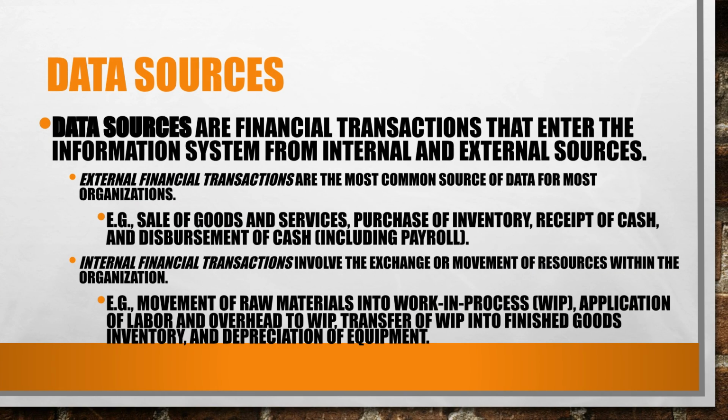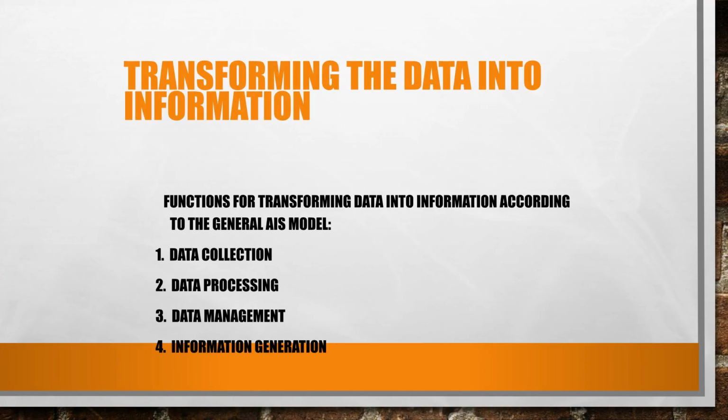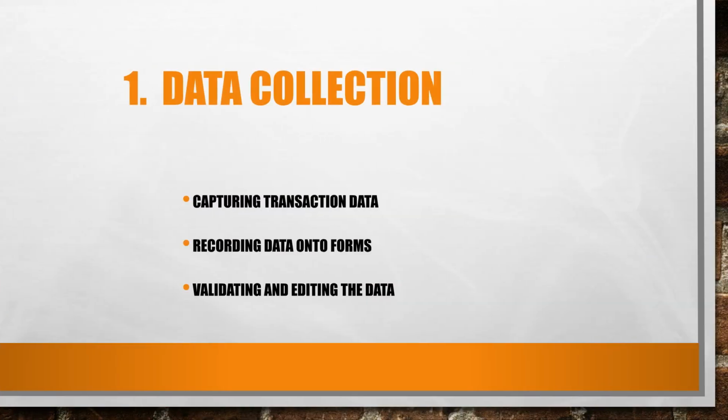Let's begin by examining data sources. These are the financial transactions that enter an information system, originating from both internal and external sources. External transactions are common, such as the sale of goods, purchasing inventory, or processing payroll. Internal transactions involve moving resources within the firm. To turn raw data into useful information, the general accounting information system model follows four main functions.